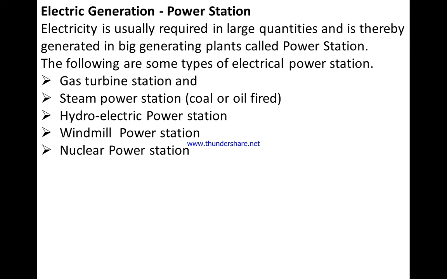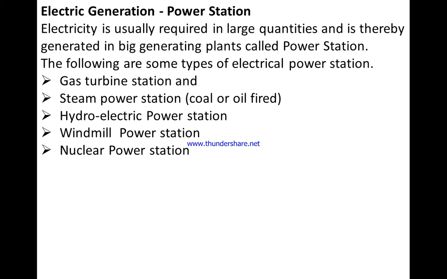Now, let's look at ways of generating electricity in large quantities. Whenever it is required to generate electricity in large quantities, we use what we call a power station. That is, the generating plant which generates this large quantity of electricity is called an electric power station. We have various types of electric power stations, and these are the following. We have what we call the gas turbine electric power station. The gas turbine station is powered by the generation of gas which is under very high pressure.